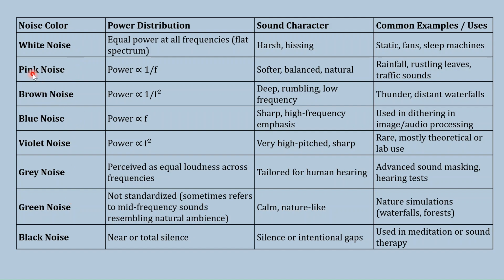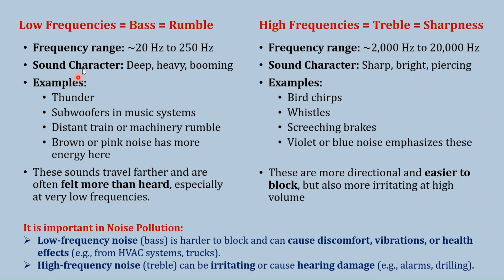For example, pink noise and brown noise mainly contain the sound of the lower frequencies, while the blue noise and the violet noise contain the sound with the higher frequencies. Now, depending upon whether the sound is having the vibration of the lower frequencies or higher frequencies, they may be characterized as the bass or the treble.